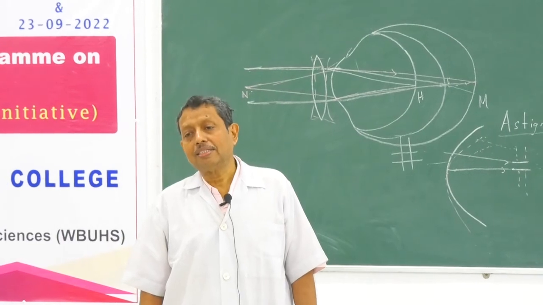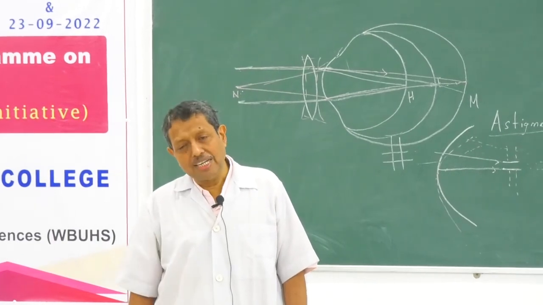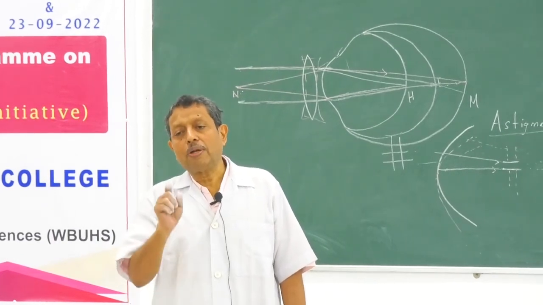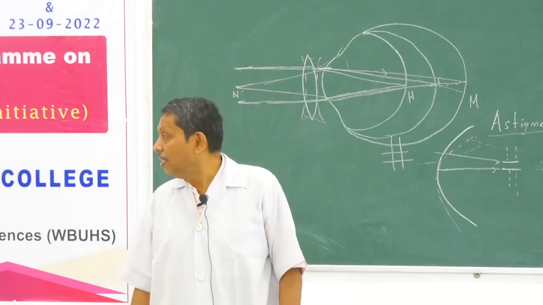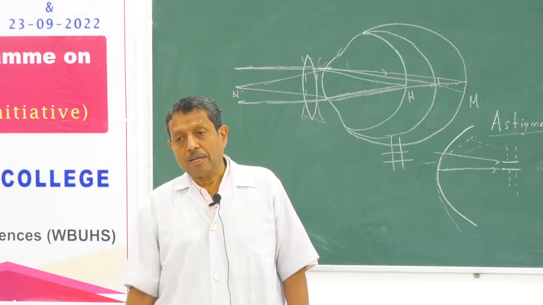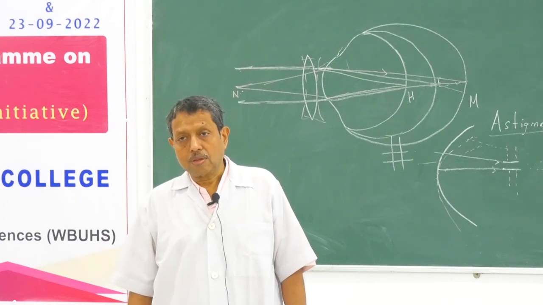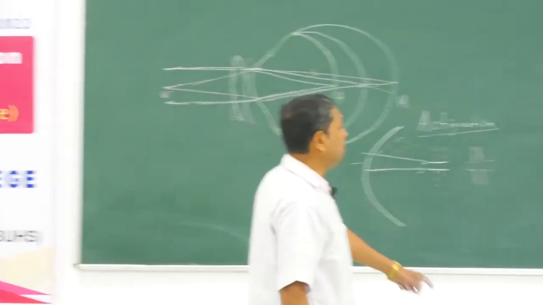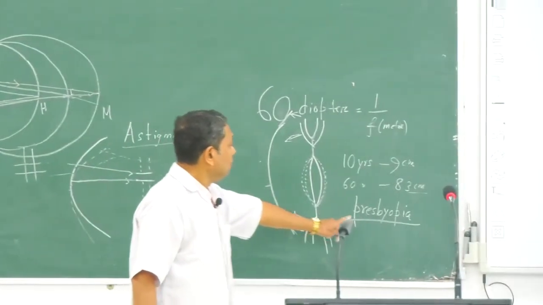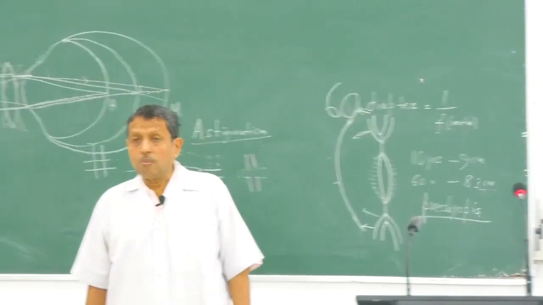And cylindrical lenses or some toric lenses are used. These lenses can be used so that the refraction in all the meridians becomes normal. Clear? In case of presbyopia, there is also the use of convex lenses.